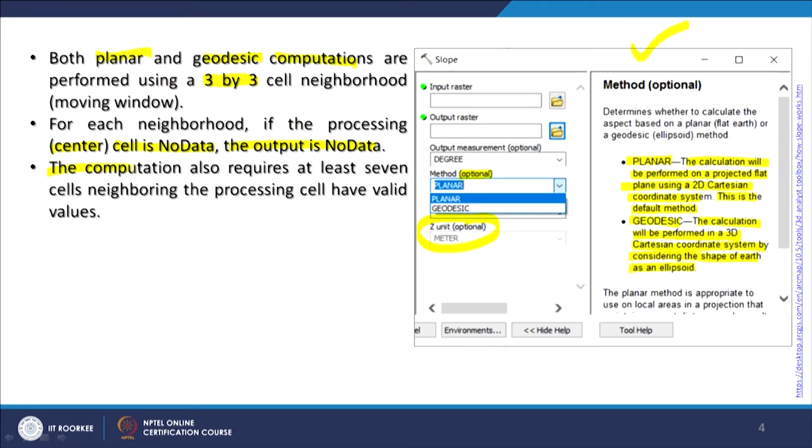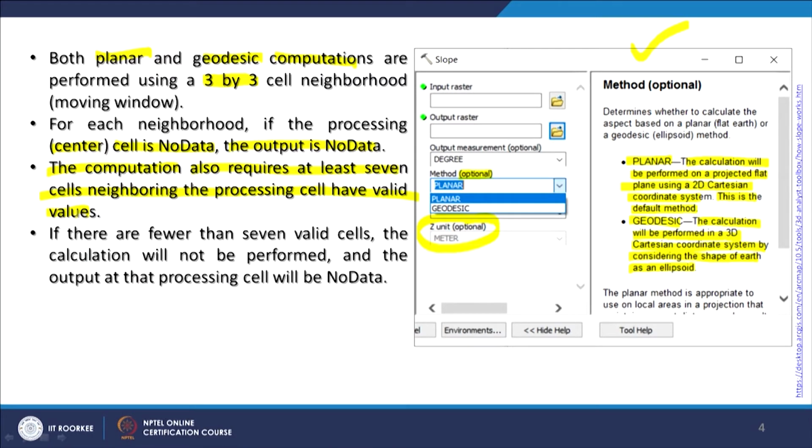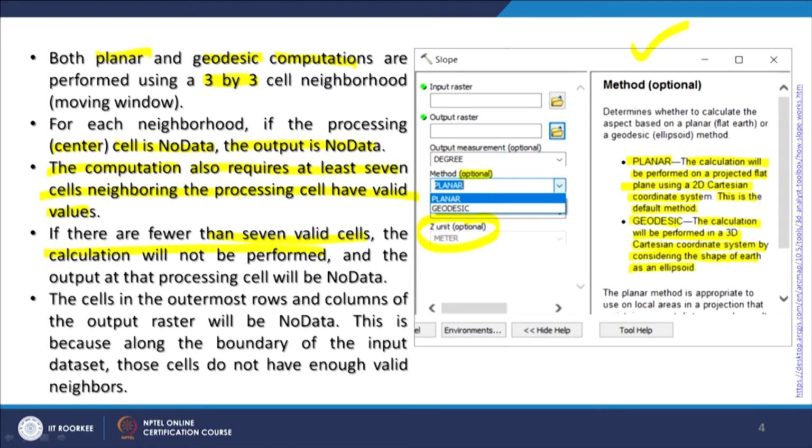The computation also requires at least 7 cells neighboring the processing cell which have valid values. So, you can also imply that if there are fewer than 7 valid cells, the calculation will not be done. Only in the case of 7 will the calculation be done, but if you have more no data, of course the output would be no data.